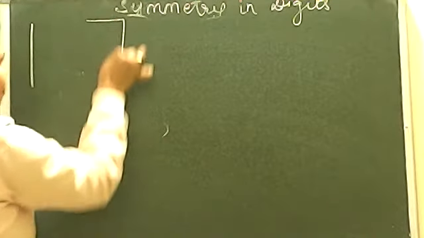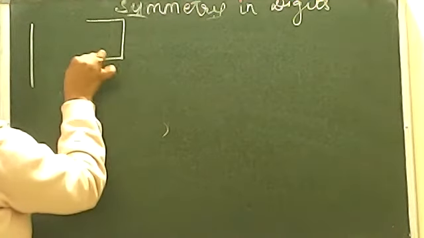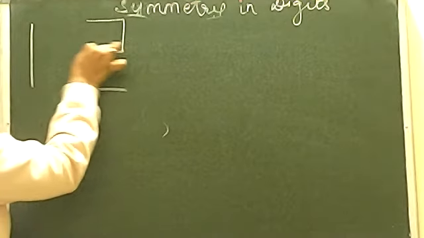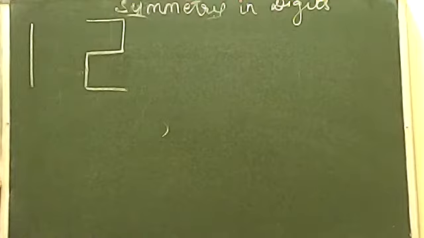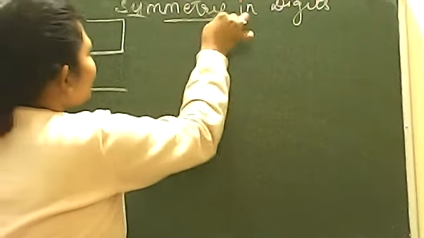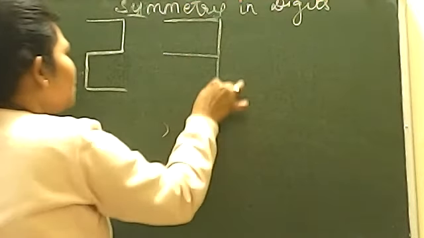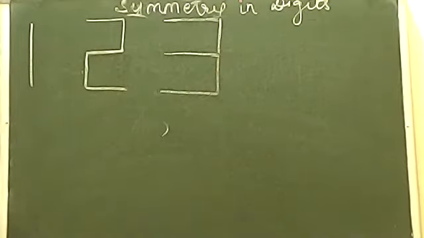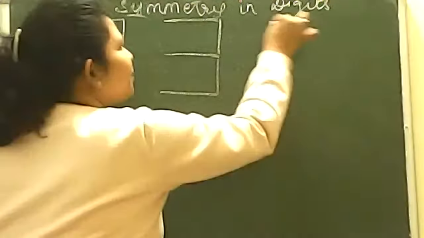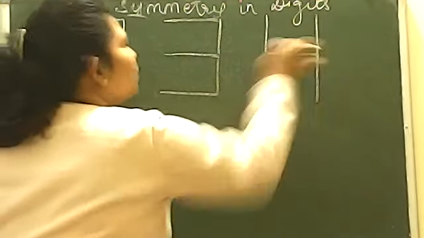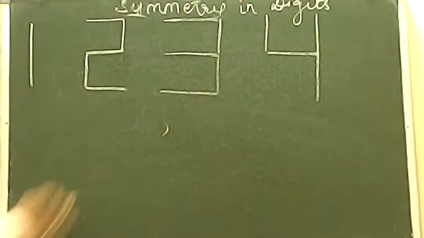Let us try for 2. This is 2. Okay. Let us try for 3. This is 3. I'm talking about calculator digits, beta. This is 3. Let us try for 4. This is 4. Let us try for 5.